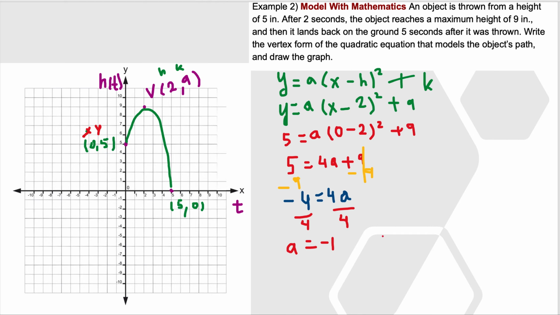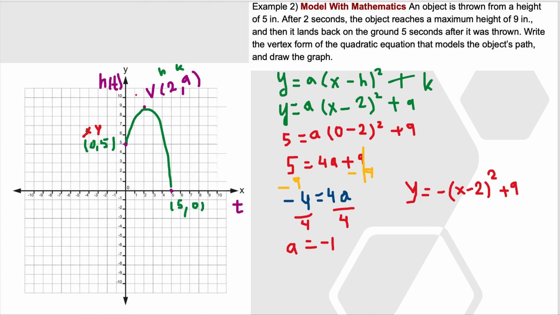And now we have this equation. The equation here is y is equal to minus 1 times this expression here. I don't have to write the 1. I just write the minus sign, and the invisible 1 is here. And it is (x minus 2) squared plus 9. So we already found the equation.